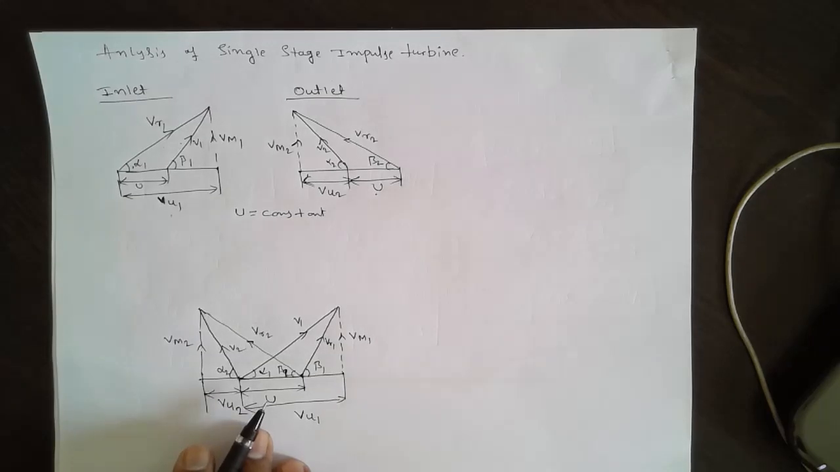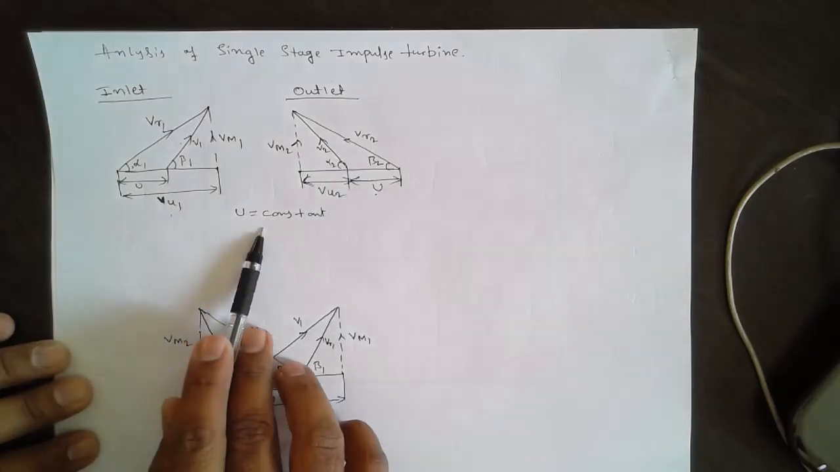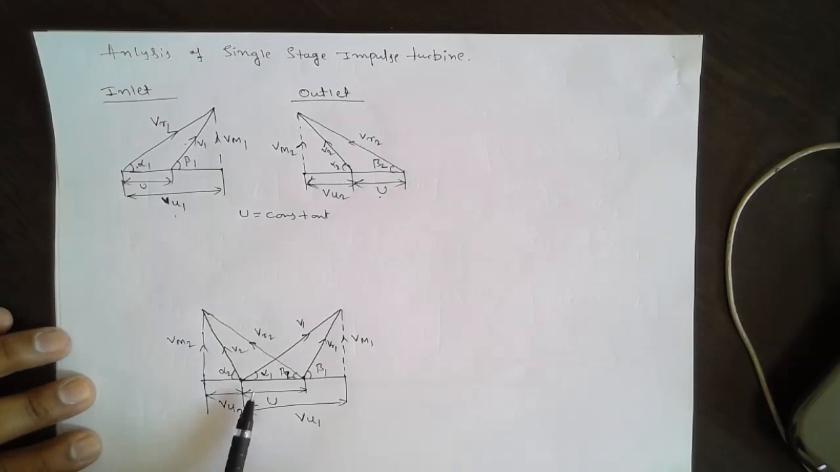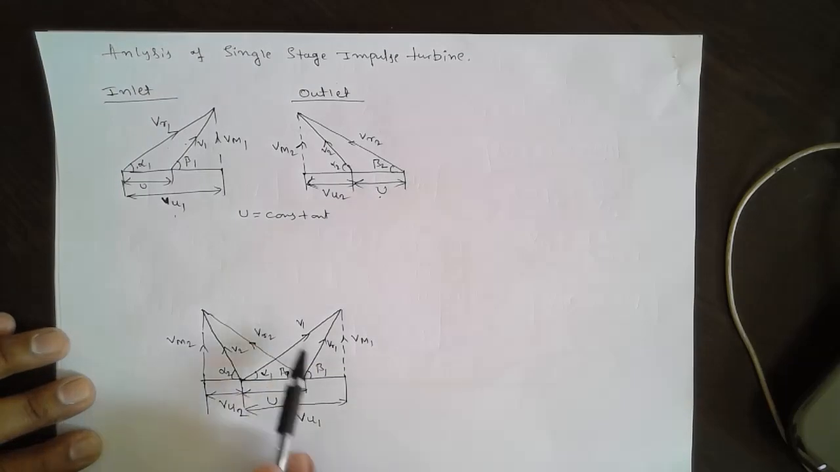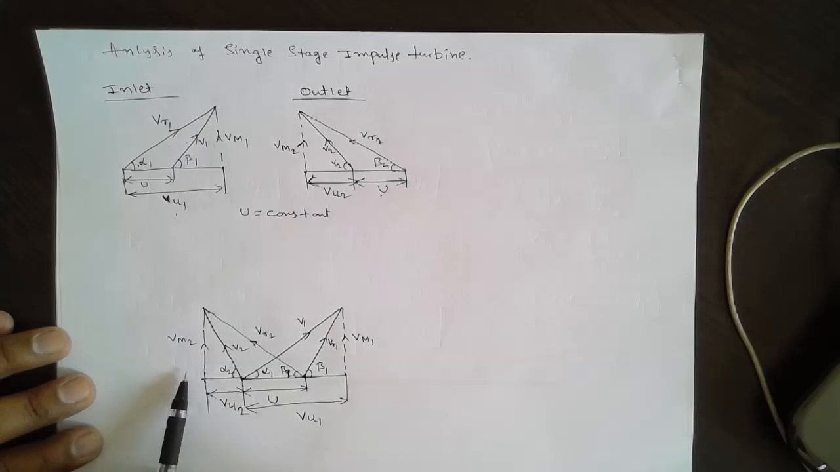Consider the inlet and outlet velocity triangles. U is constant, that is U1 is equal to U2. Then combining the velocity triangles, with U, V1, VR1 and VM1 being the same velocity triangle, we are adding, since U1 is equal to U2, the inlet and outlet velocity triangles. Here we have beta 1 and beta 2, VR2, the absolute velocity V2 and the meridional component VM2 with respect to VU2. U1, U2 and U are the same, constant, and VU1.